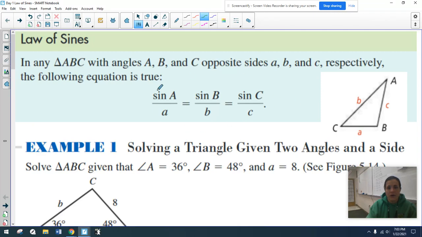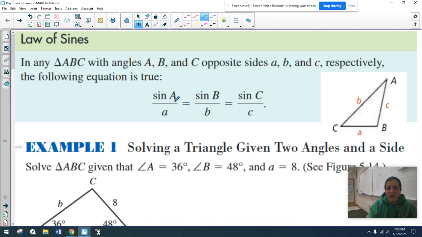So this is your law of sines formula. If that doesn't make any sense to you, here's what's going on. So you see this little picture over here. The capital letters are going to be your angles. The lowercase letters are across from the angles. So little c is across from big C, little a is across from big A, and so on.